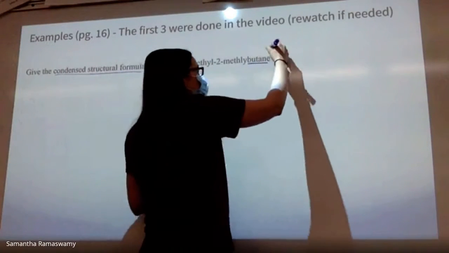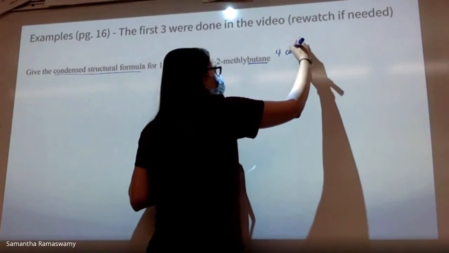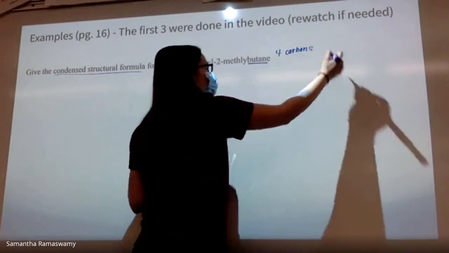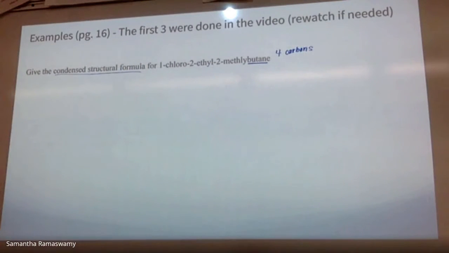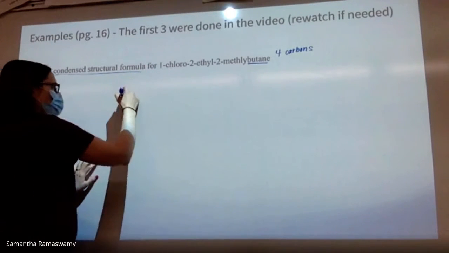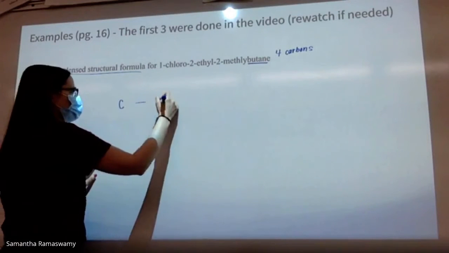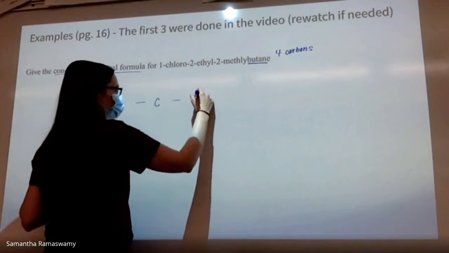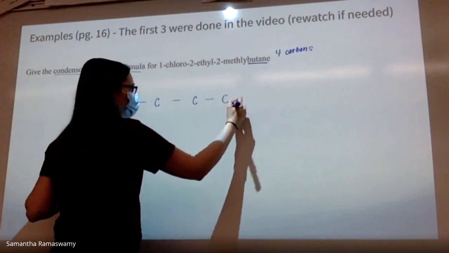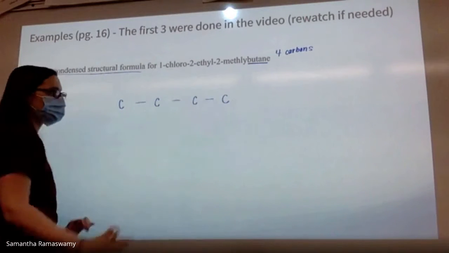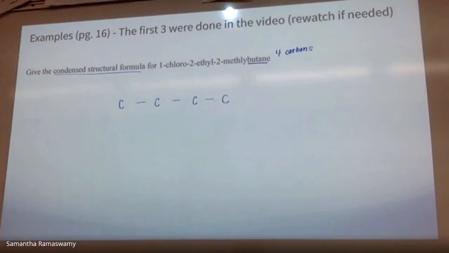So butane, but is 4. So our parent chain, the longest chain, is 4 carbons. So I'm going to start by just drawing 4 carbons, single bonded. Now I'm going to leave some space in case I need to add hydrogens. Just going to leave a little bit of space. There's my longest chain, though, is 4 carbons.